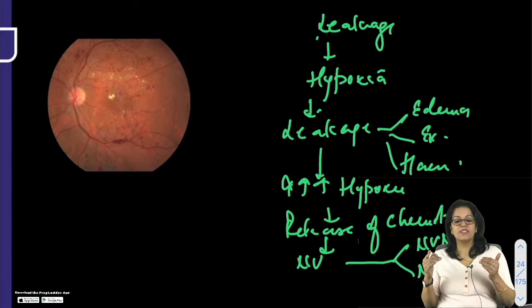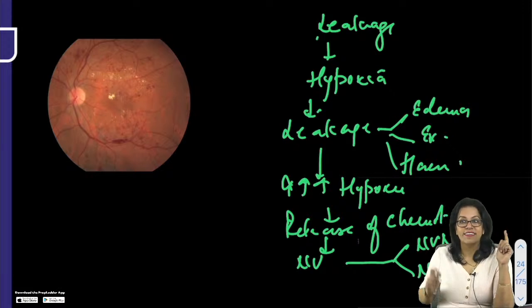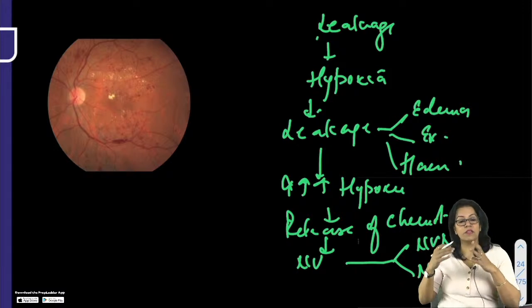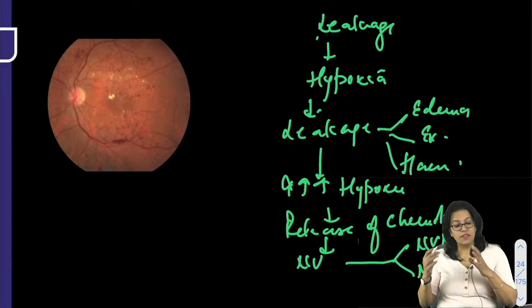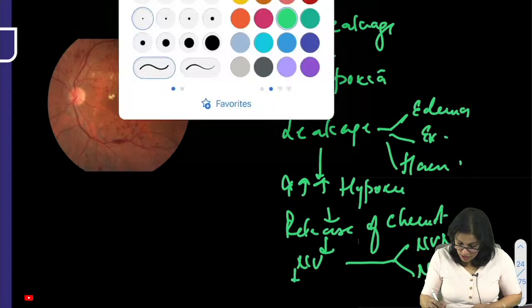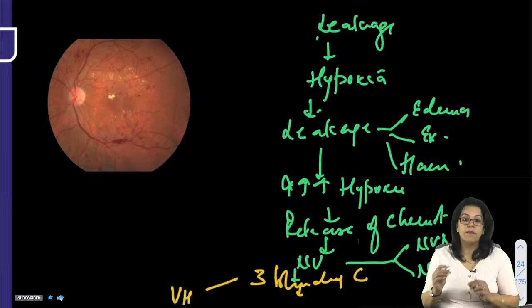Now what is this neovascularization doing? If you look at the first diagram that we made, your different layers of retina, the new blood vessels, if they leak a lot, they will fill the vitreous cavity. It can actually lead to 3 blinding complications. One is vitreous hemorrhage.